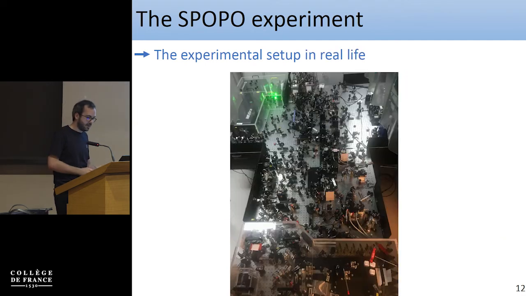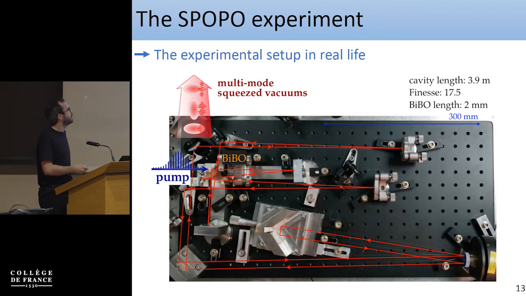And this is in real life, so it's more complicated. And so we have our laser here. The SPOPO cavity is actually in the plexi box here, and here is part of the pulse shaper, and here there is a small box. This is homodyne detection. But here, this is a more detailed photo of the SPOPO cavity.